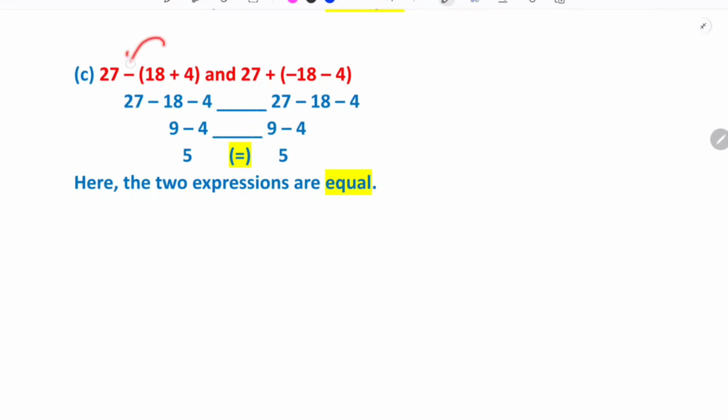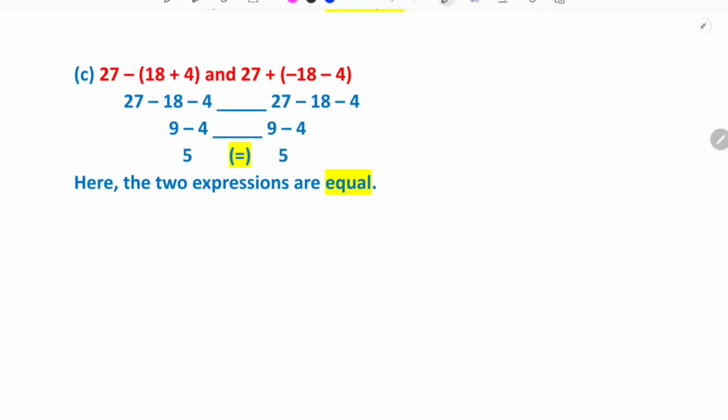27, see outside the bracket we have minus sign. So both plus 18 becomes minus 18 and plus 4 becomes minus 4. What about this side? 27 as it is. Outside the bracket plus sign, so no change. Minus 18 will be, minus 4 will be as it is. Now we remove the brackets.